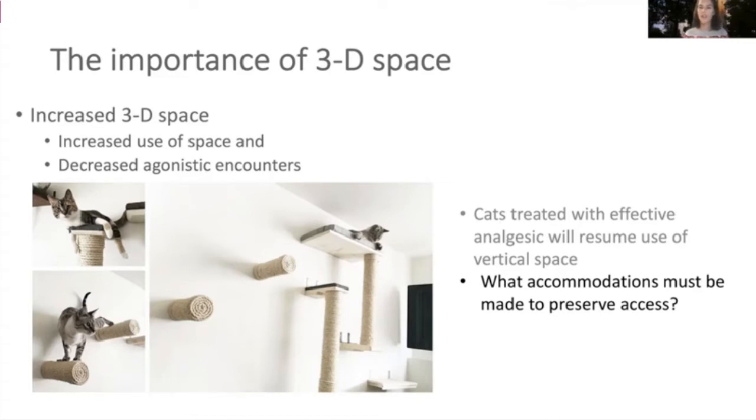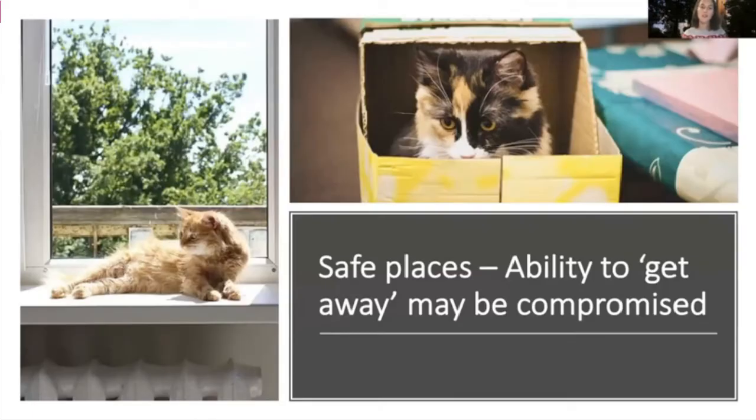And we have to think about, when we have cats with degenerative joint disease and OA, what accommodations do we have to make to preserve access? Because it's not just the treatment of the pain. We need to think about what are the ways that we make sure that they can still access those spaces. Because those spaces are safe spaces.